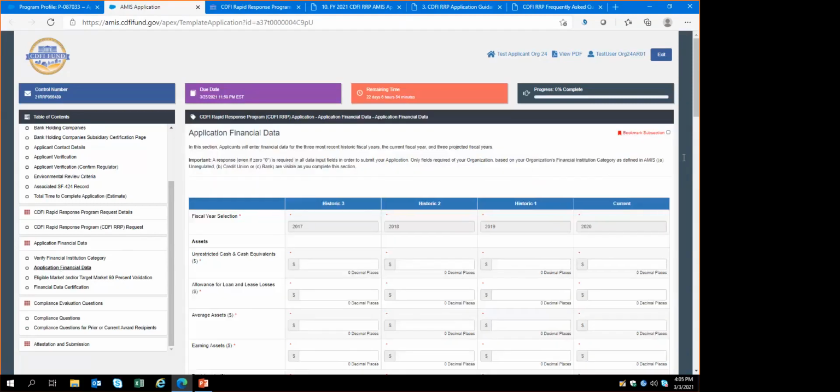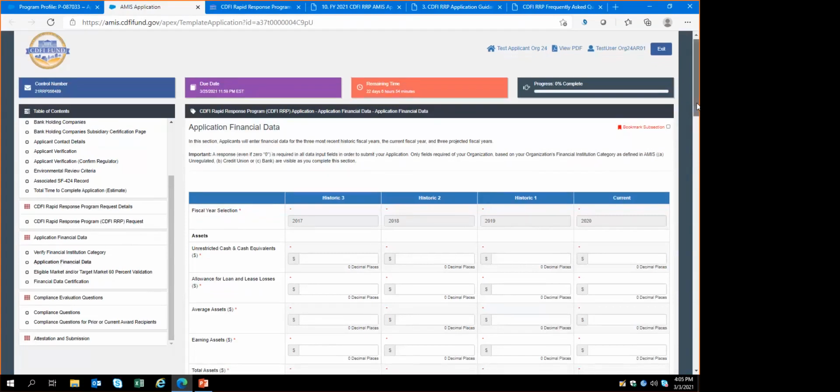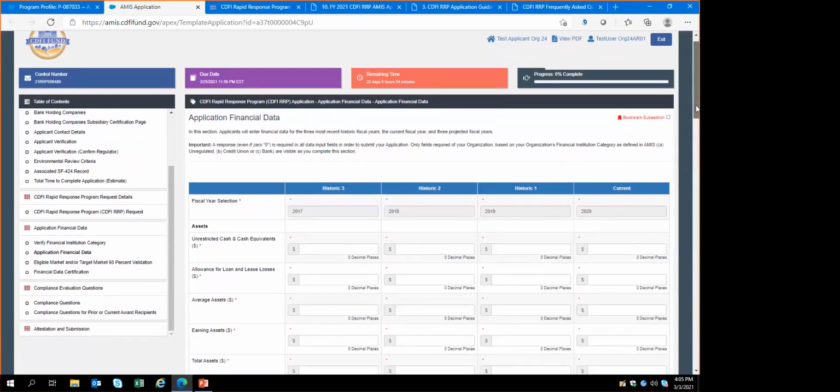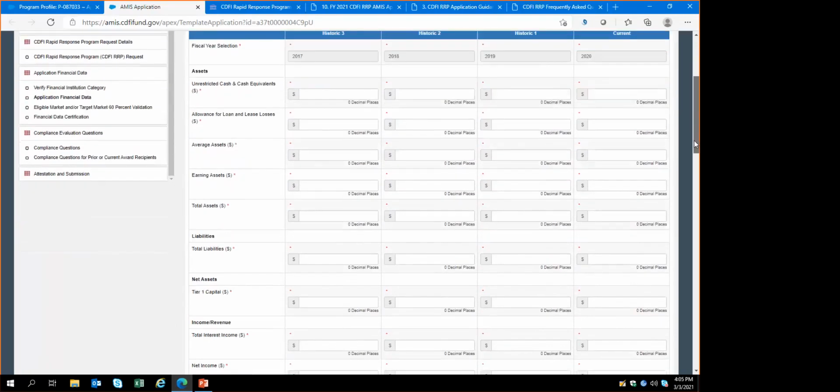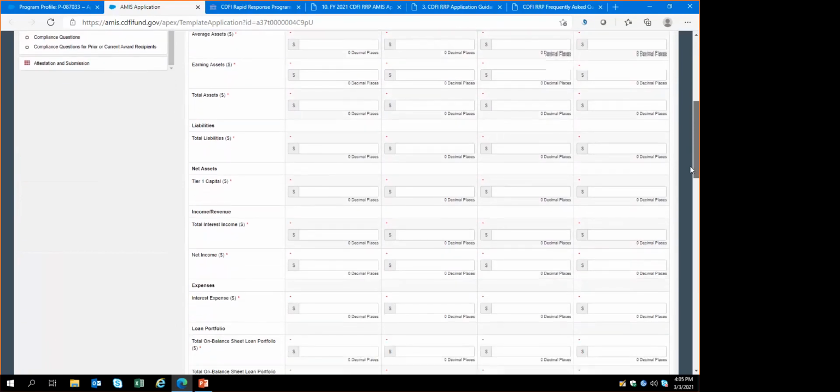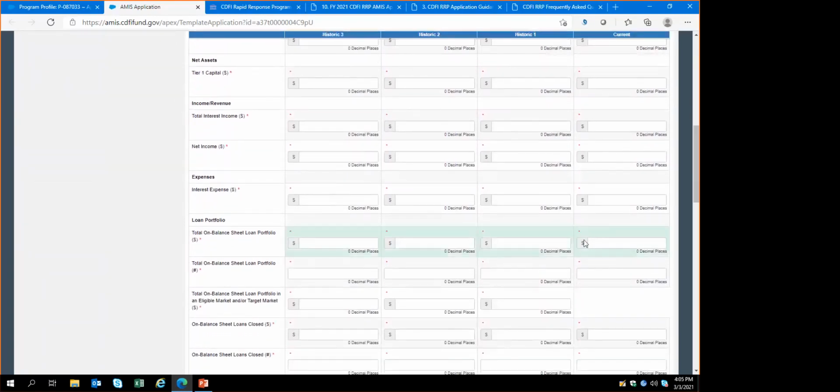Absolutely. Let me see if I'm still logged in. Okay, great. Every organization does need to fill out every section of the application financial data accurately and consistently. So all fields are important for your 3 years of historic data and your current year of financial data. However, for purposes of calculating an organization's maximum award request, there are 3 fields that go into that calculation. That's in the historic year. The maximum amount an organization will be able to request will be calculated based upon the total financial products closed in an eligible market or target market in the historic year.